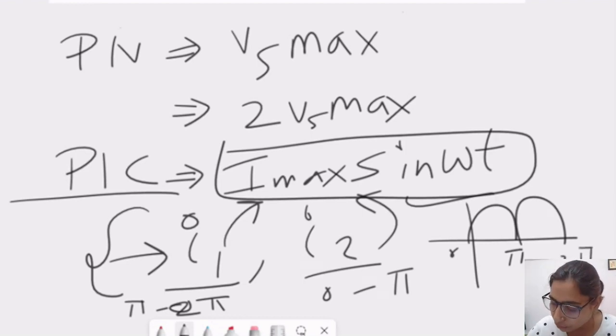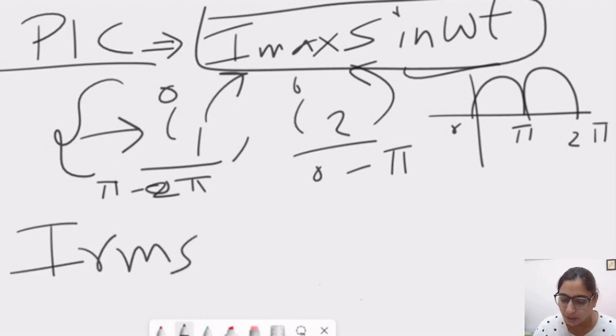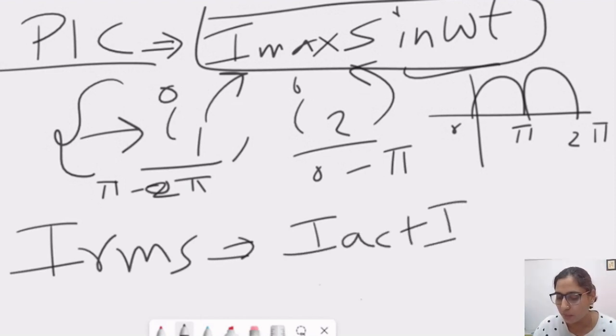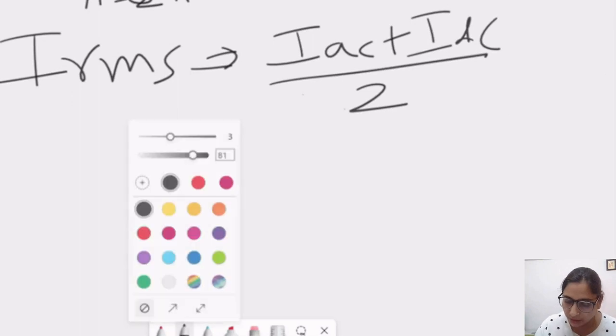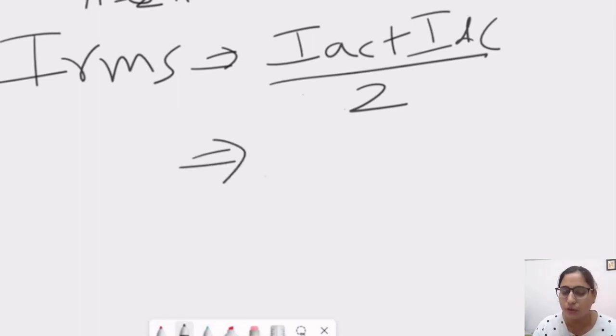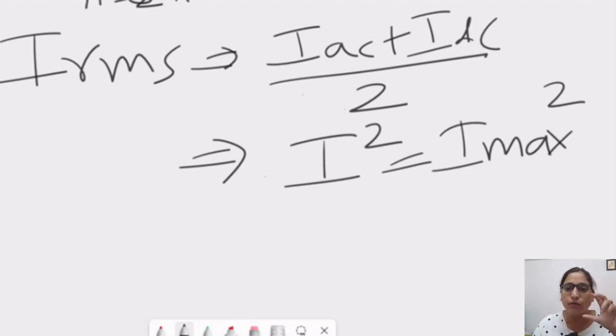Okay. Now we will discuss the third term here, IRMS. IRMS is our root mean square current, which is nothing but the AC component present in the current plus the DC component present in the current, divided by 2, because we are considering the mean here. So here in full wave rectification, we have two currents, I1 and I2. If they are both equal, we can consider I square, or similarly I max square. Why so? Because I max is the current which we are getting at the output. So these are I max square divided by 2.